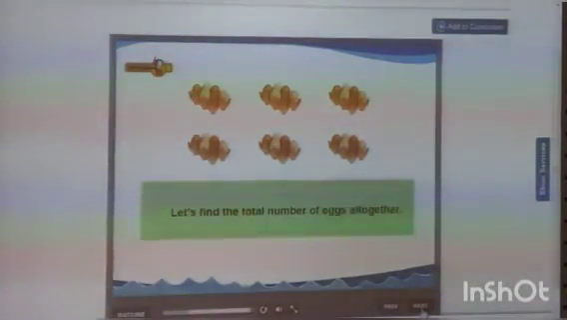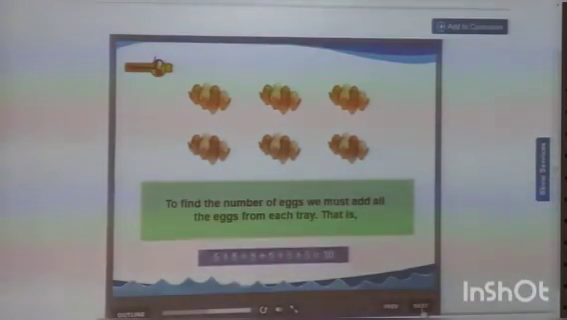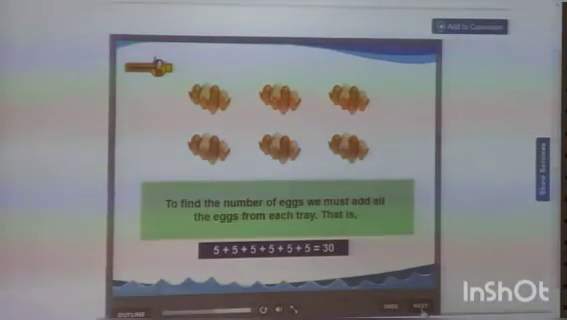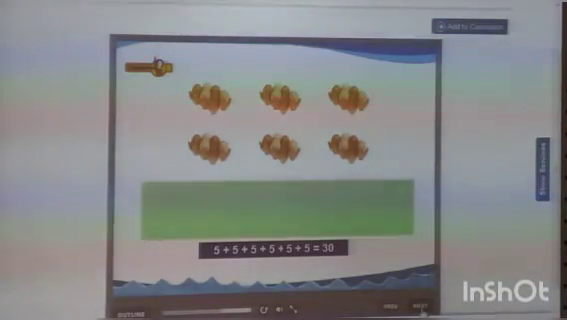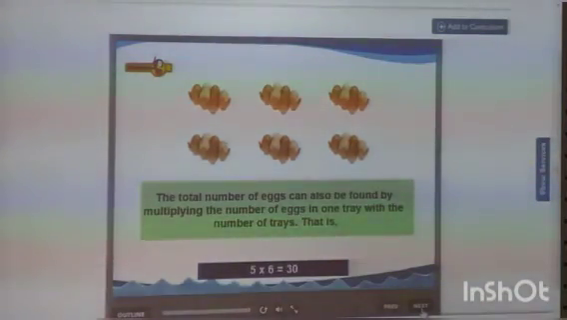There are 5 eggs in each tray. Let's find the total number of eggs altogether. To find the number of eggs, we must add all the eggs from each tray. That is 5 plus 5 plus 5 plus 5 plus 5 plus 5 is equal to 30. The total number of eggs can also be found by multiplying the number of eggs in one tray with the number of trays. That is 5 into 6 is equal to 30.